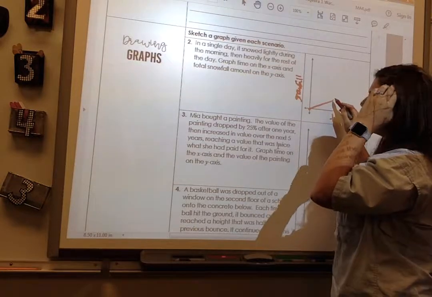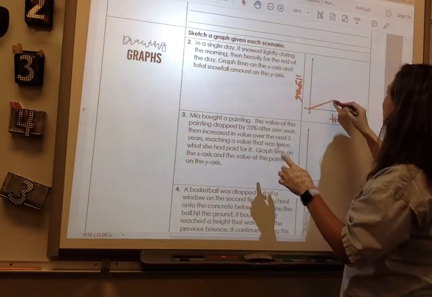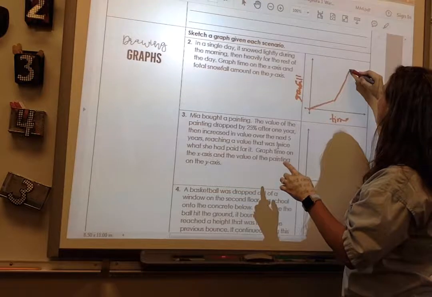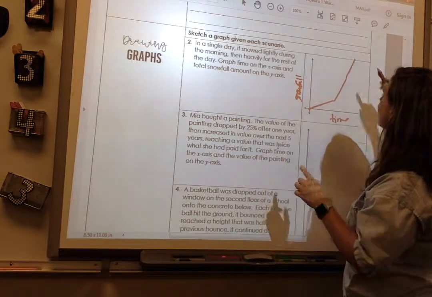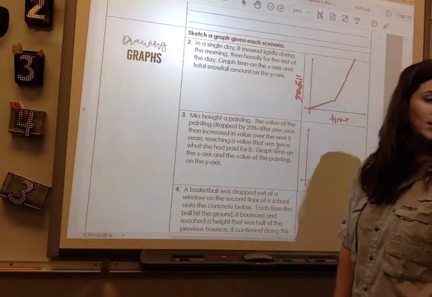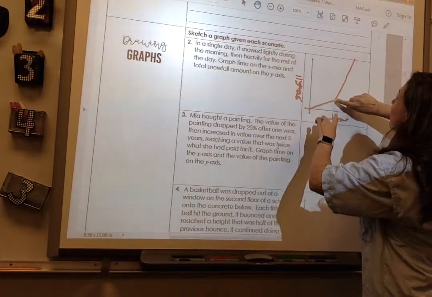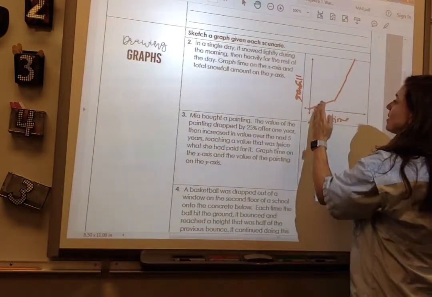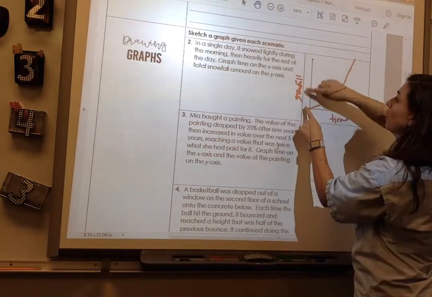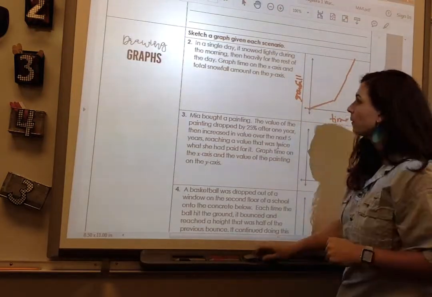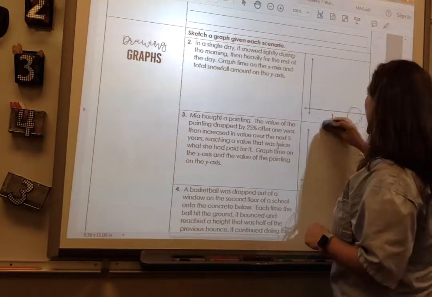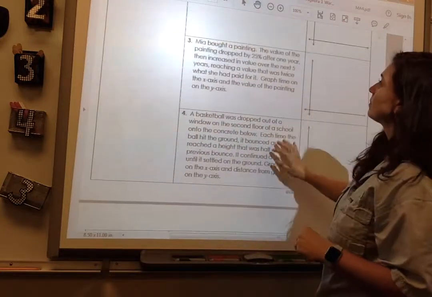And then it said, then heavily for the rest of the day. So I increased my snowfall amount for the rest of the day, and it looks like that. That's what my graph would look like. So increased, and then it really snowed heavily. So as time went on, my snowfall amount got more and more. Okay? Right, let's look at number 3.